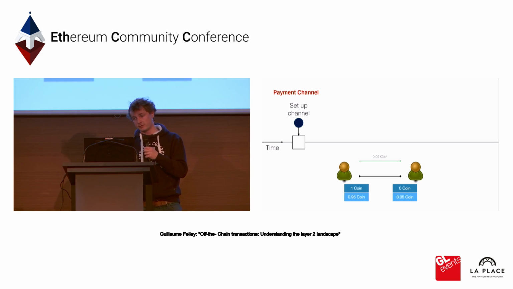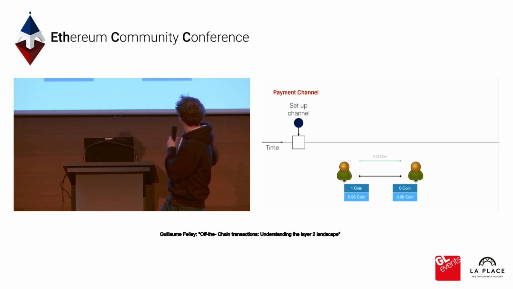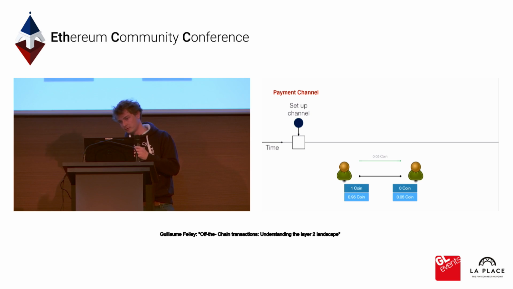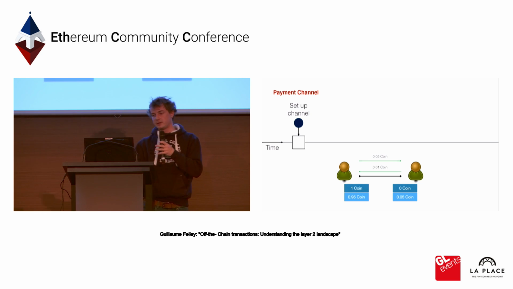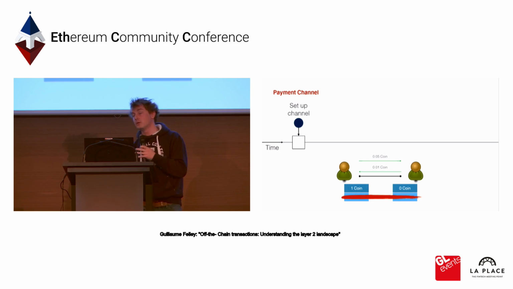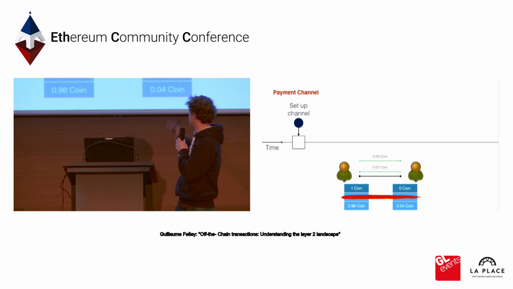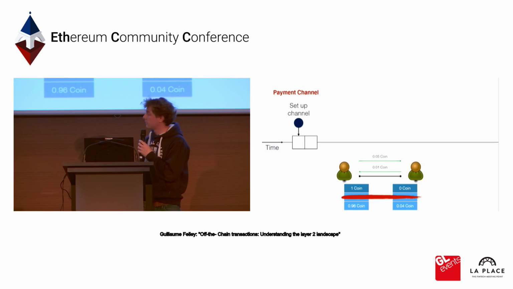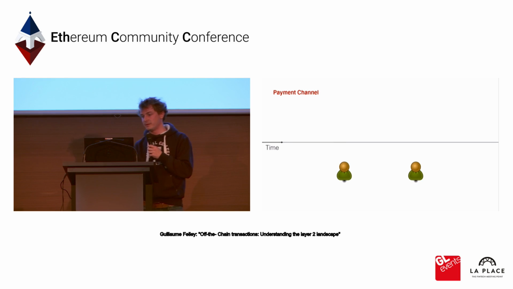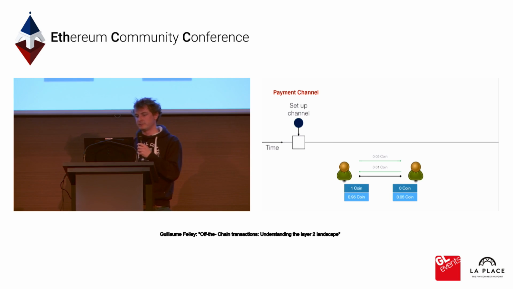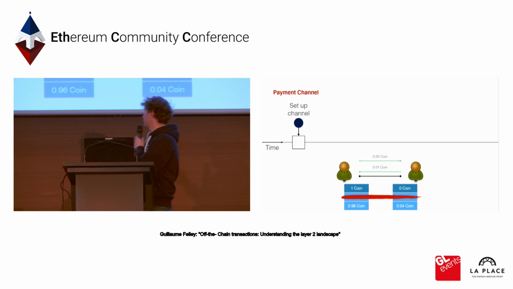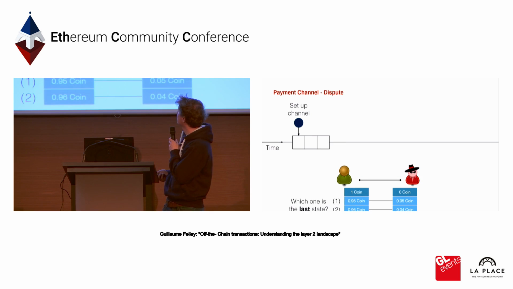You have the state that is now updated. The guy on the right has 0.5 now, and then you can send it back. And then this state here is going to be invalidated, and then you have a new state here. And sometime later, the channel will be closed, and this balance will be settled on chain.